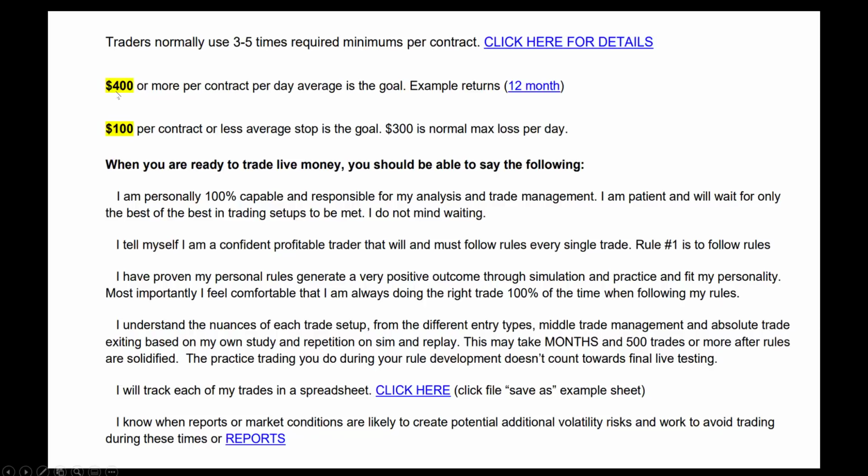Our objective is to get you making $400 a day or more per contract. General losses average about $100 on losing trades. You're going to be able to track your trades in a spreadsheet, which you can get from page 2 of the plan, and you'll know when market reports are going to come out as well.